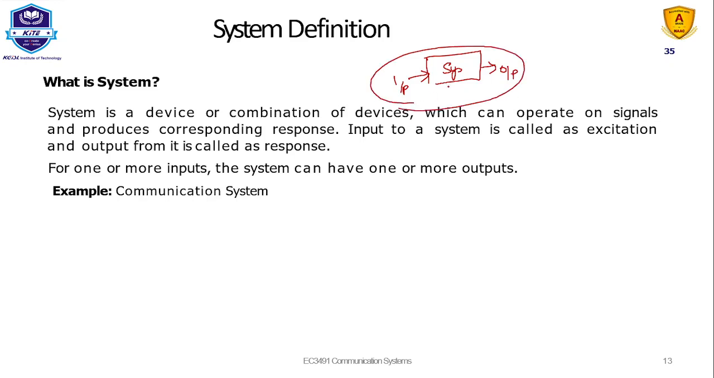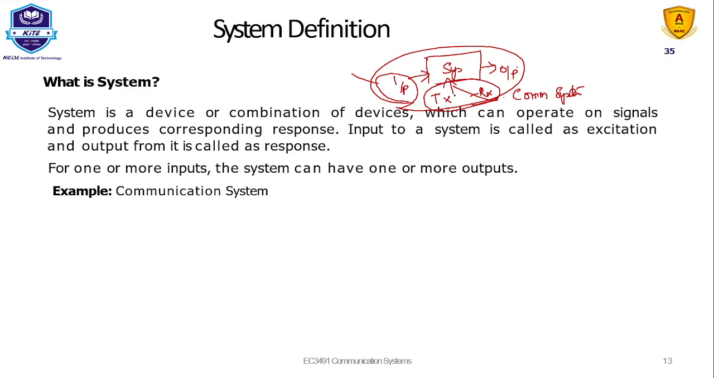So the subject we are going to study here is communication system. What does a communication system do? It takes the input value, modulates it and produces the output. When talking about a communication system, it consists of a transmitter and receiver. All these transmitter and receiver comprise the system.